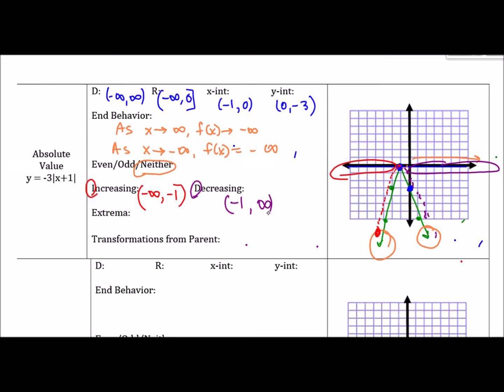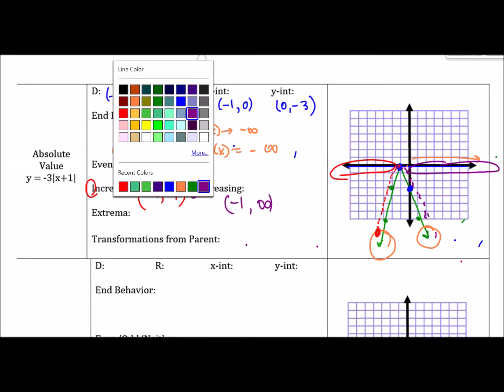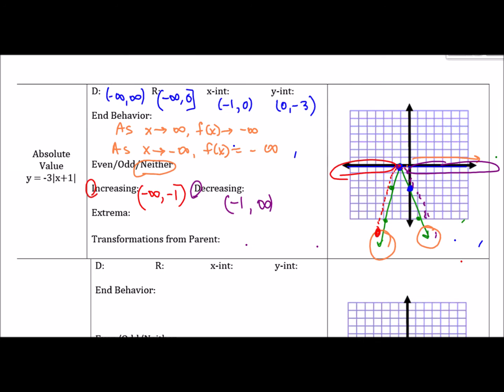Okay, this time it does go from increasing to decreasing. That means we do have an extrema. Looks like right here is our extrema, right? That's a max. And it's at the point -1, 0. So we've got a maximum, -1, 0.